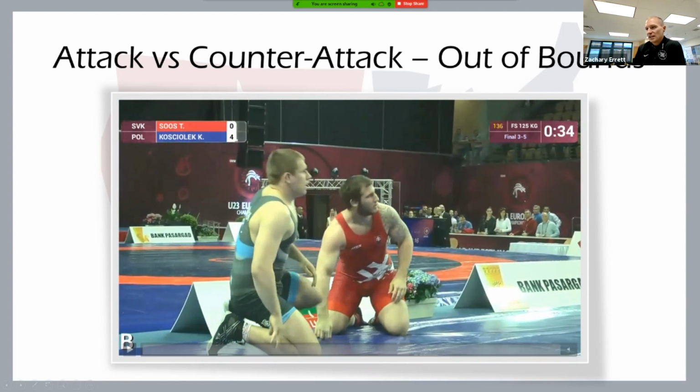So getting a double leg, taking it to the edge and finishing out of bounds is typically a good thing because it eliminates the counterattack. Had this been in the center of the mat, this would have gotten scored for blue and then for red. This would have been a 4-2 situation. But because it went out of bounds, it's only for blue.